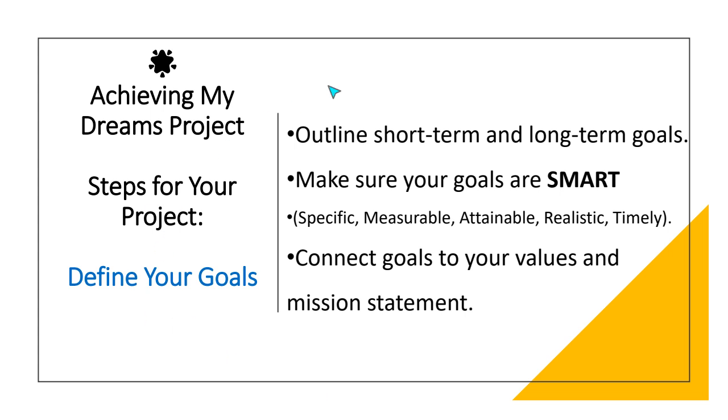You want to outline those short-term and long-term goals of yours. Make sure, remember about SMART goals. This is where this comes in handy. When you're outlining those short-term and long-term goals, be sure to make those goals SMART. Again, specific, measurable, attainable, realistic, and timely. Connect goals to your values and mission statement.